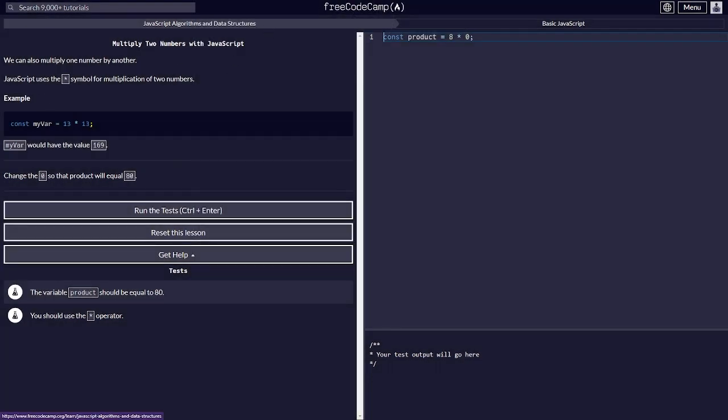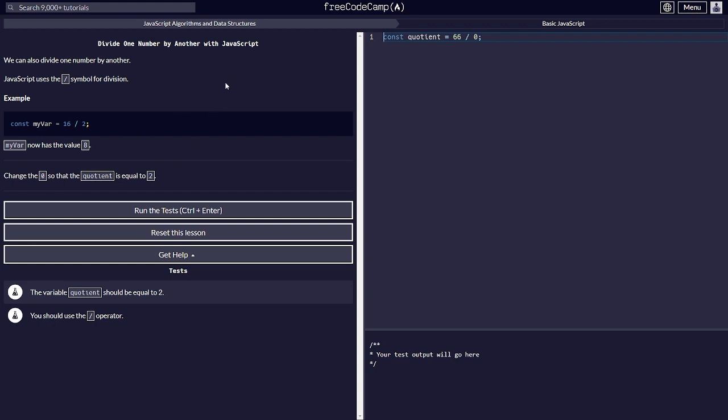Multiply two numbers with JavaScript. We can also multiply one number by another. JavaScript uses the star symbol for multiplication of two numbers. My var would have the value of 169. Change the 0 so that the product will equal 80. So times this by 10. There we go.